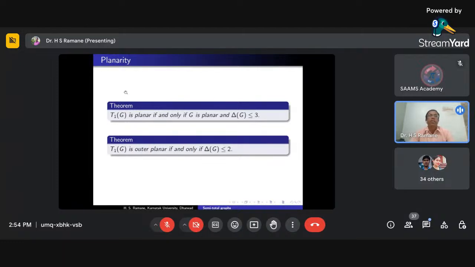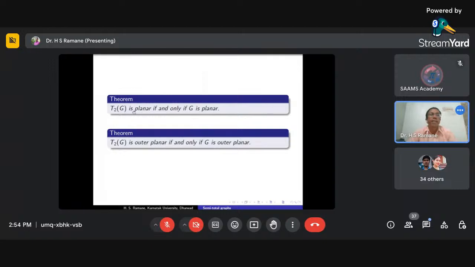So the semi-total line graph is planar if and only if G is planar and maximum degree is less than or equal to 3. It is outer planar if and only if the maximum degree is less than or equal to 2. Maximum degree less than or equal to 2 means it is either a matching, path or cycles.